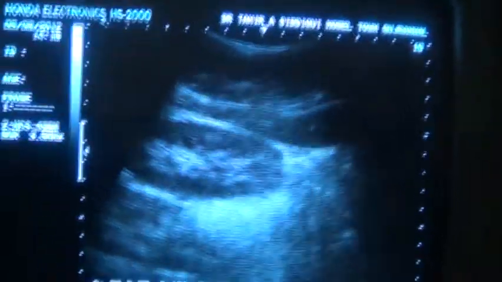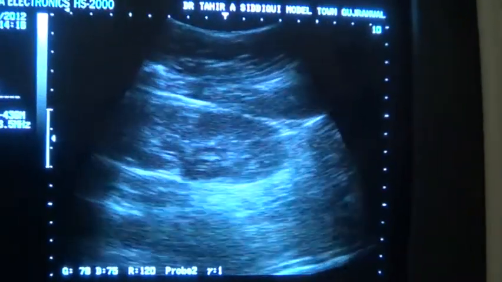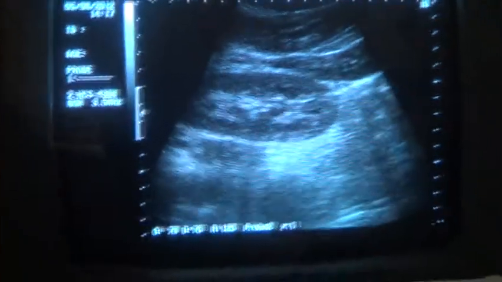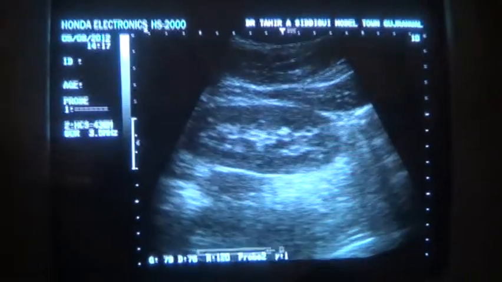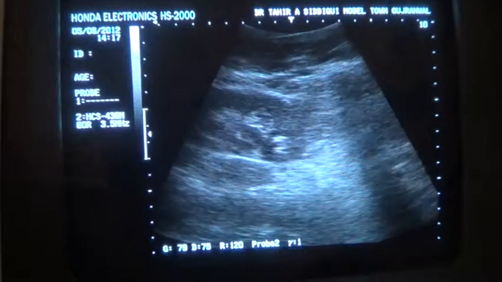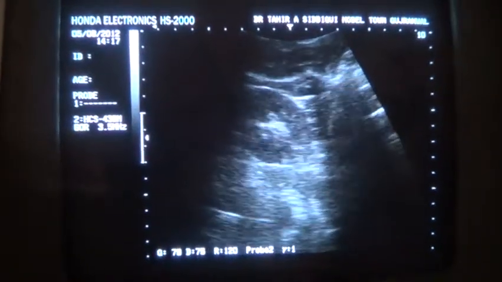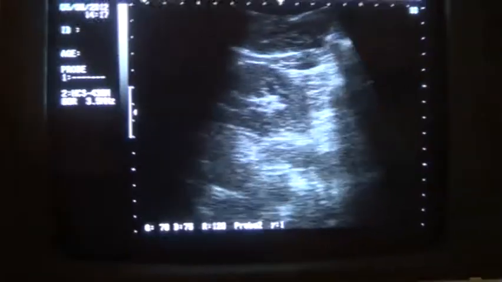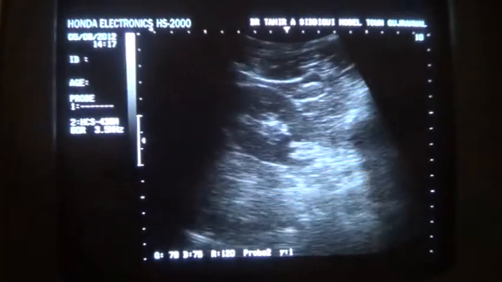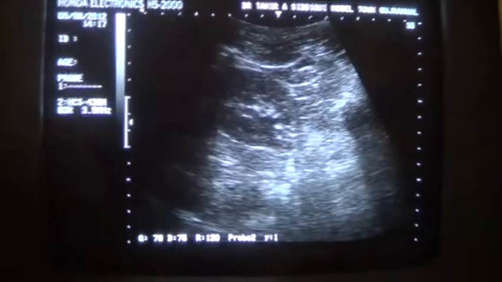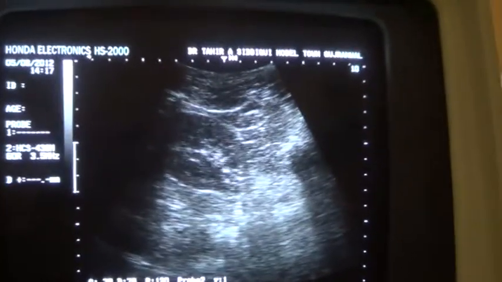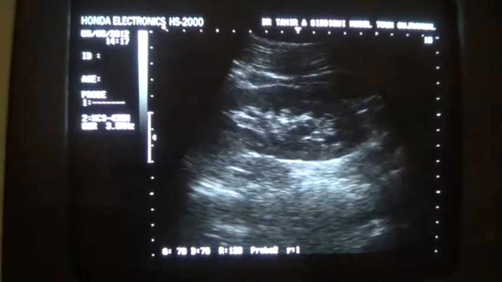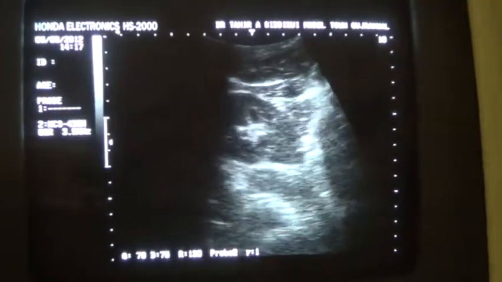Now here I am. This is where I am getting the total left kidney in prone posture. And now I have given a 90-degree sweep to the probe, and here I am seeing the transverse section with the hilar vessels, longitudinal and transverse.